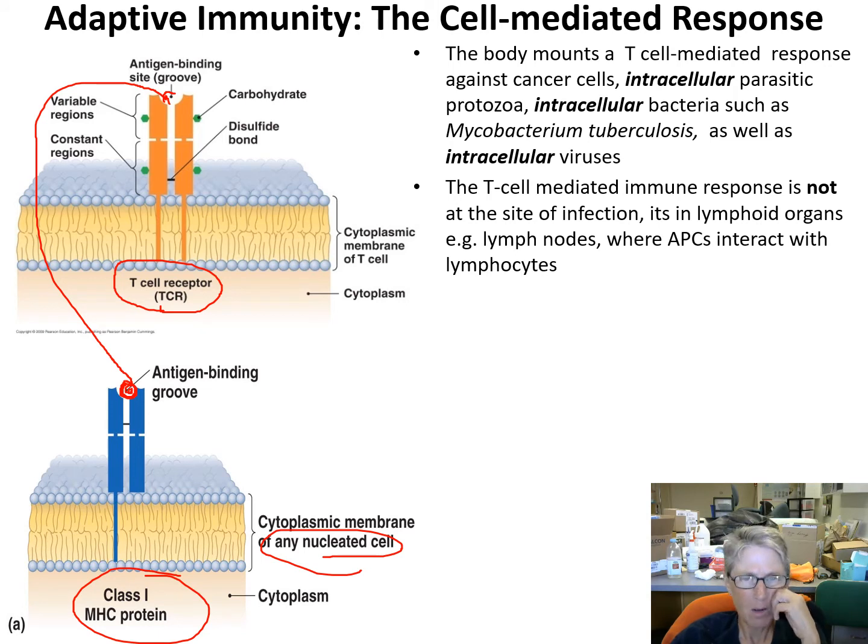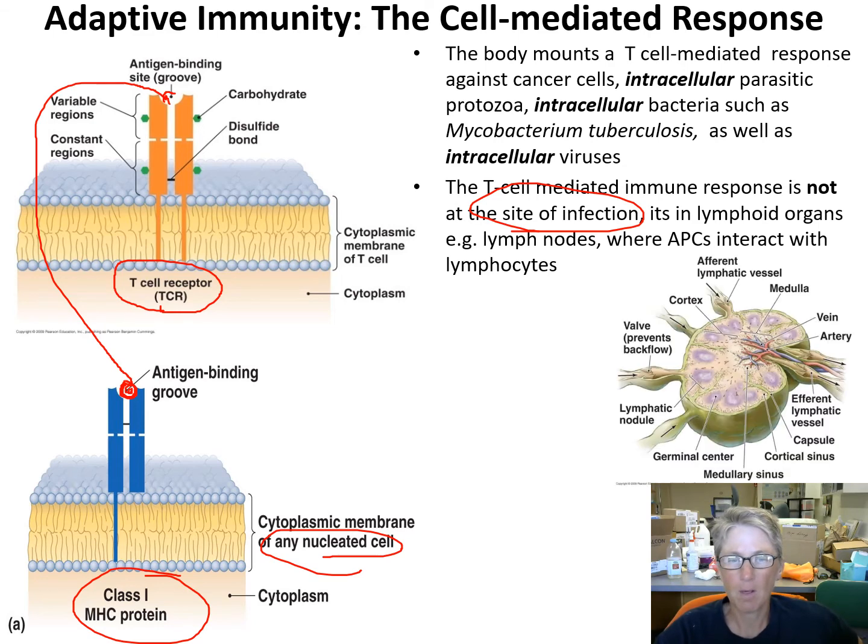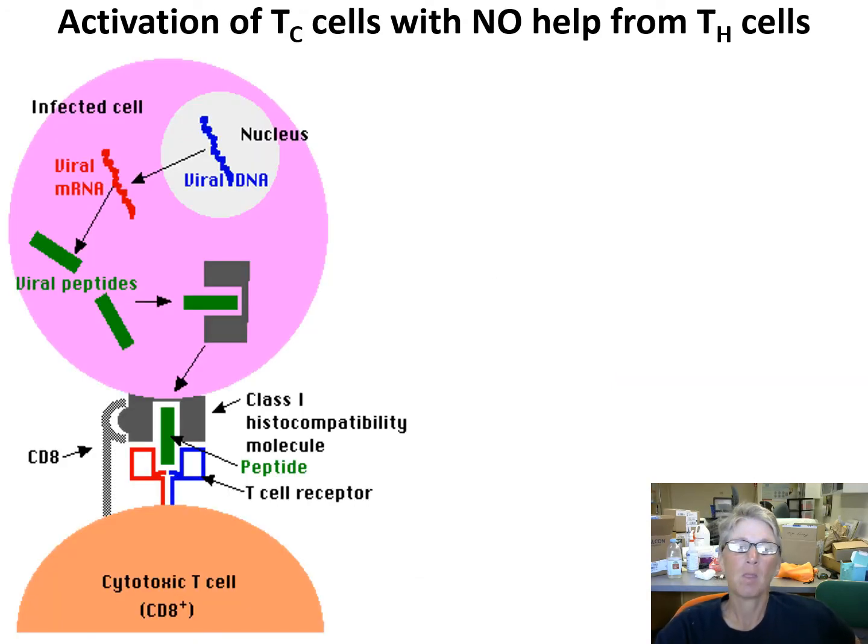The T cell mediated immune response, which I just talked about, is not at the site of infection. It's usually in a lymph node. So this T cell receptor recognition of an MHC1 protein usually happens in the lymph node. And here's our lymph node. It usually happens right here in these germinal centers. That's where all the action is. This cartoon shows activation of cytotoxic T cells with no help from T helper cells. This is rare. This doesn't happen often. This is like T helper independent activation of cytotoxic T cells.